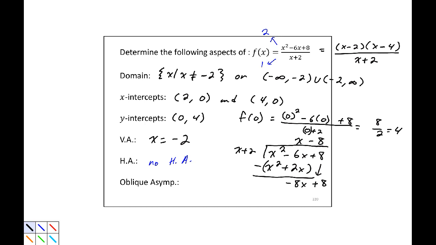Multiplying minus 8 times x plus 2, we'd have minus 8x minus 16. Put that in parentheses and subtract it, and we get 24. So our remainder is 24. That means our oblique asymptote is y equals x minus 8.